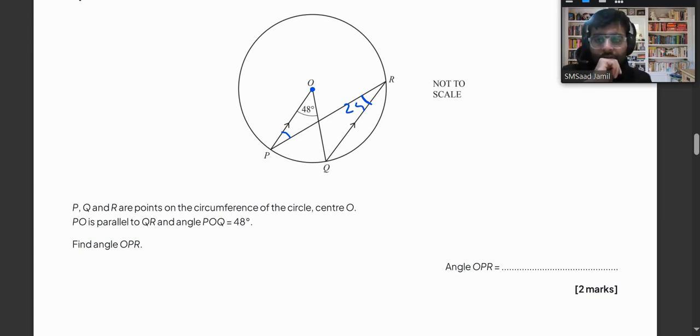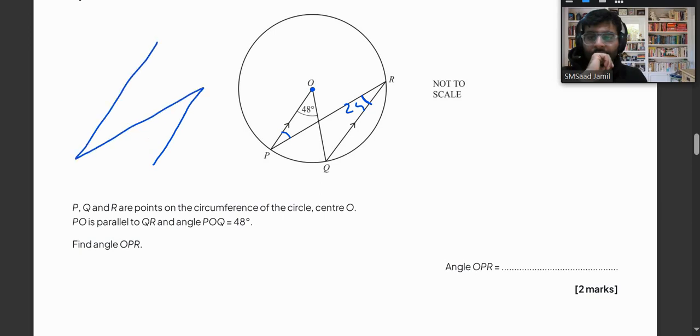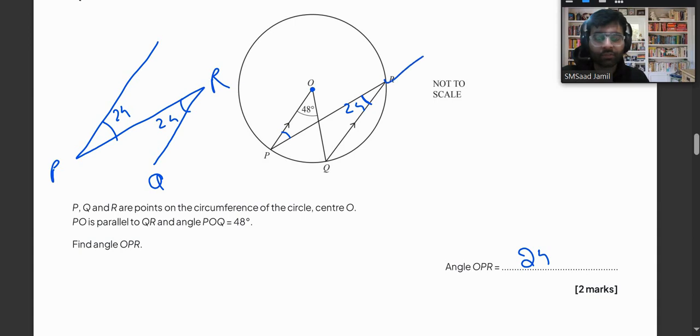Now if you guys notice something, this is an alternate angle. This is making a Z. Alright, if I make it outside over here, it's like this. This is P, this is Q, this is R, this is 24. So this will also be 24. So that's how we got the answer of 24. This is angle at corner is half angle of circle.